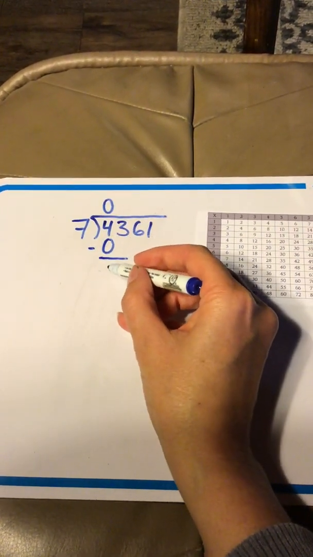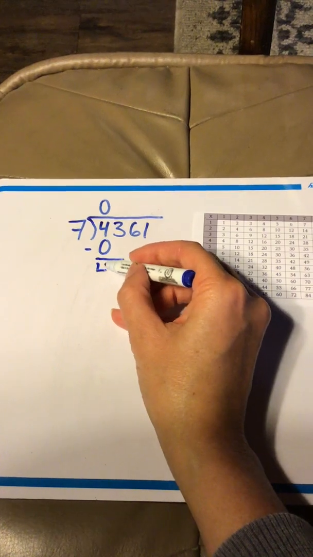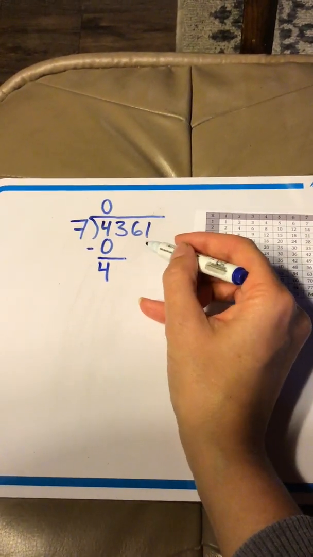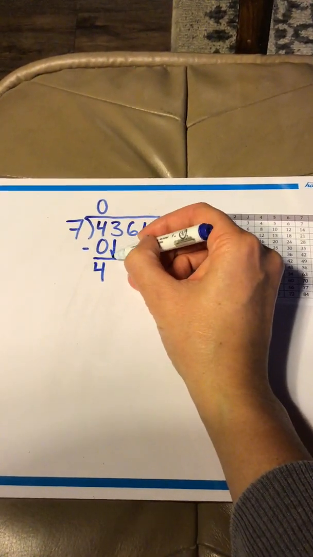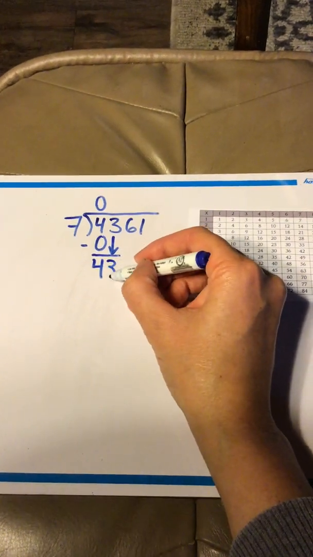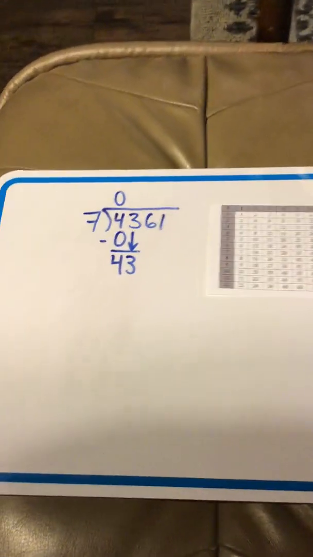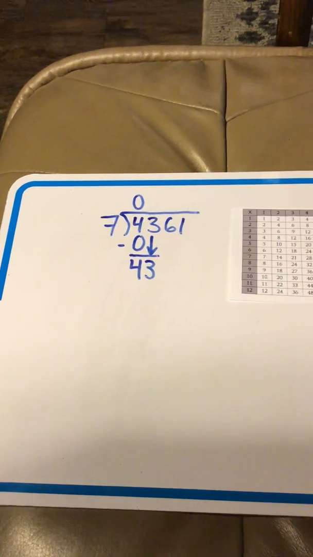Okay, now it's time to subtract. 4 minus 0, still 4. Last thing we're going to do in this one is brother fish bring down. So now I've got 43 things that I'm ready to share.